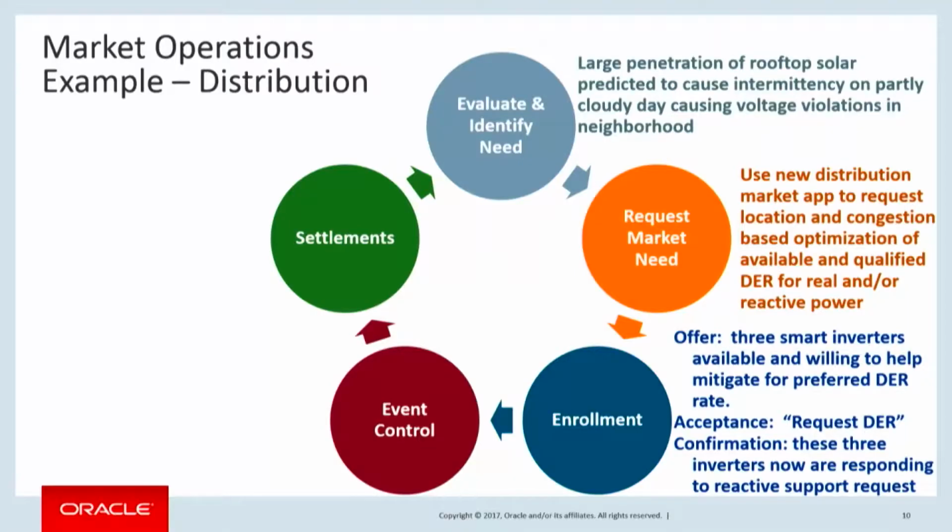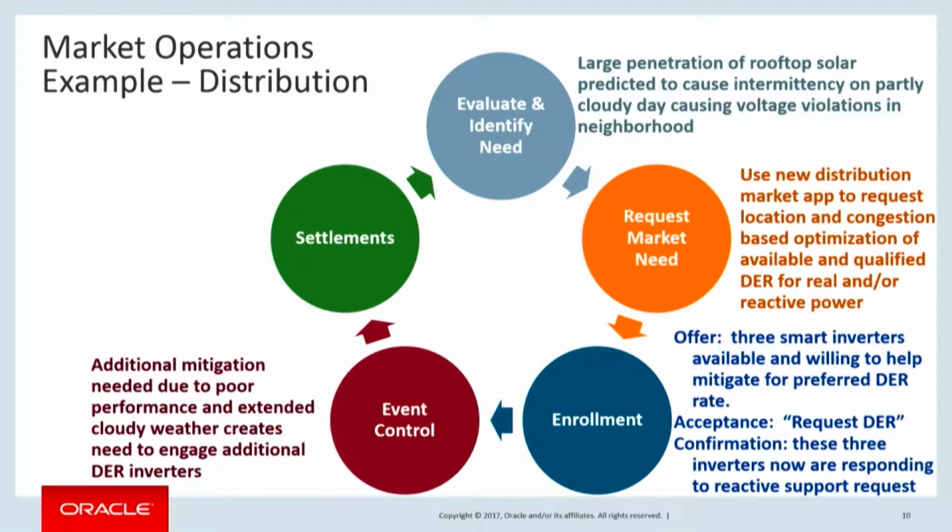location-based targeting of where we can identify which customers are going to have the best impact on mitigating this need. And then the cool market application can say, yep, there are available DER resources that have both real and reactive power control capability. There are 3 inverters available, and these customers are willing to participate for some preferred DER incentive rate. And then you can go ahead and request that DER, and now these 3 smart inverters are under the control of the utility for controlling voltage to mitigate that expected voltage deviation.